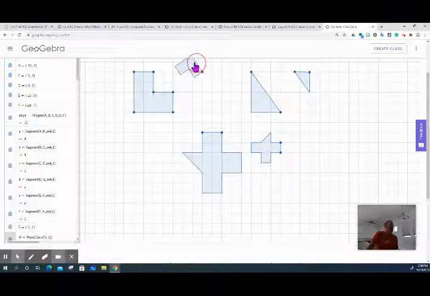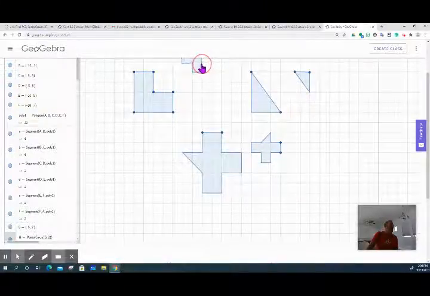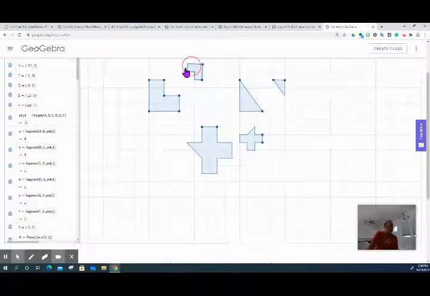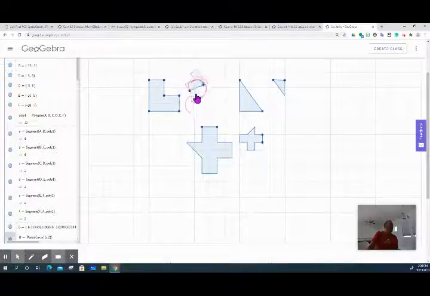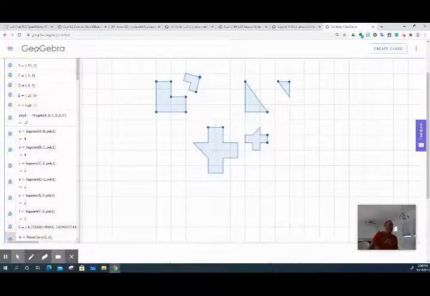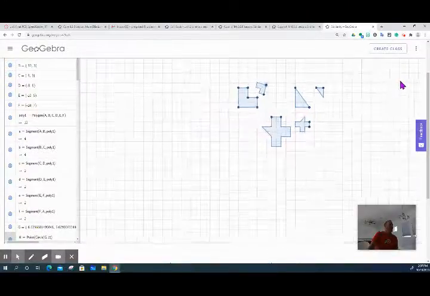Initially it looks like this. I don't know what happened with my thing here. Initially it looked like this. Let me undo this because it's kind of crazy. Things just changed on me.